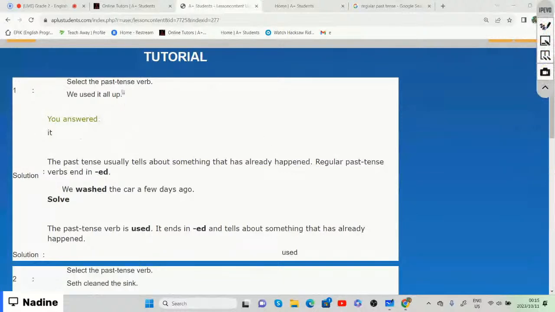Okay, so now we're going to select the past tense verb. We're going to select and identify the past tense verb. We used it all up. We need to select the past tense verb. We used it all up. So what do you think is our past tense verb within that sentence?